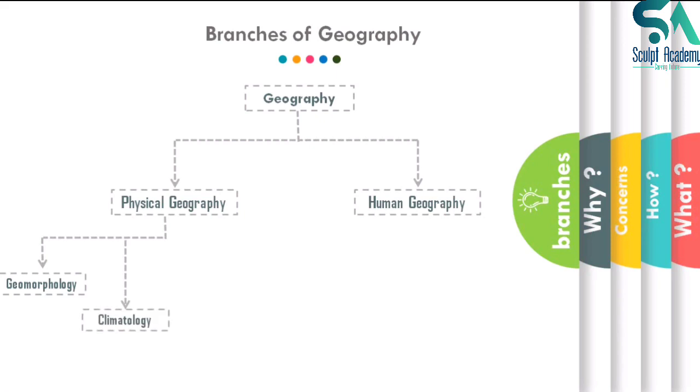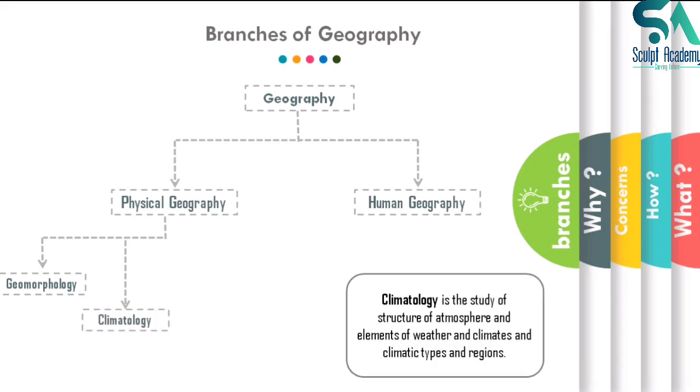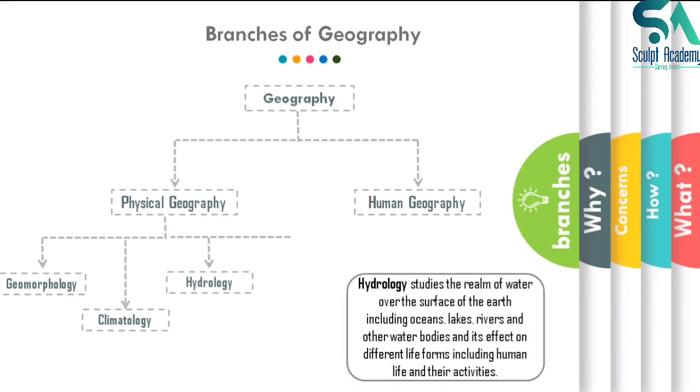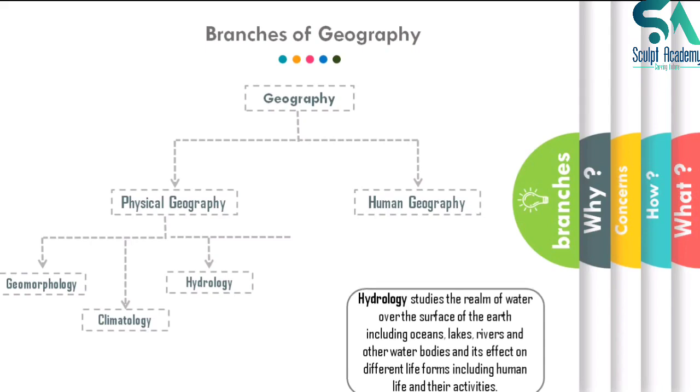Second branch is climatology. Climatology is the study of the structure of atmosphere, elements of weather and climate, and climatic types and regions. Basically, the study of the climate and atmosphere is known as climatology. The third branch is hydrology. Hydrology is defined as studying the realm of the water over the earth's surface, including ocean, lake, rivers and other water bodies, and its effect on different life forms including human life and their activities. Basically, the study of all the water bodies present on the earth is known as hydrology.